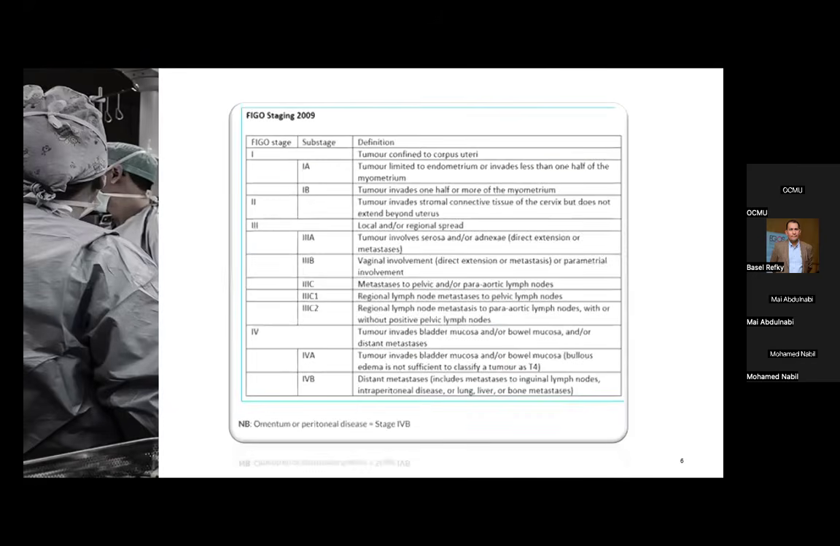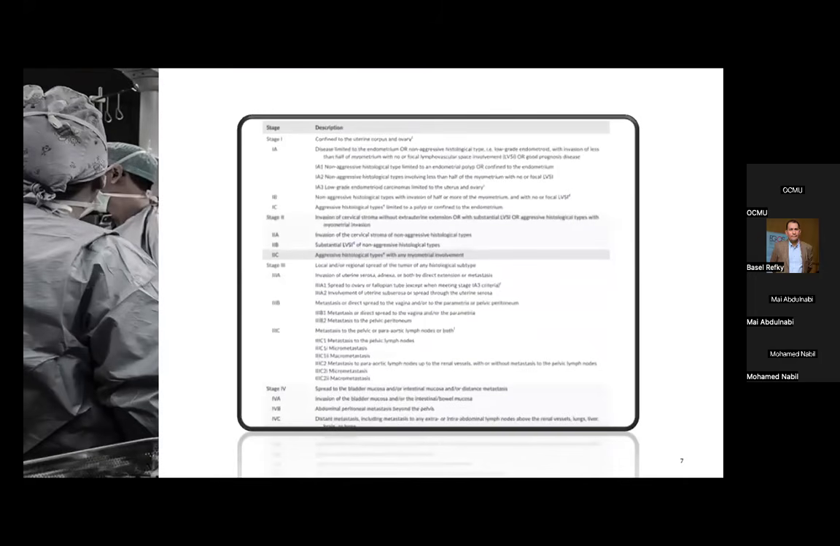Also, regarding staging, until now we are nearly sticking to the FIGO staging 2009, and we are trying to shift now to the new FIGO staging of 2023. It really has some clinical implications, and we will discuss them in the following slides.